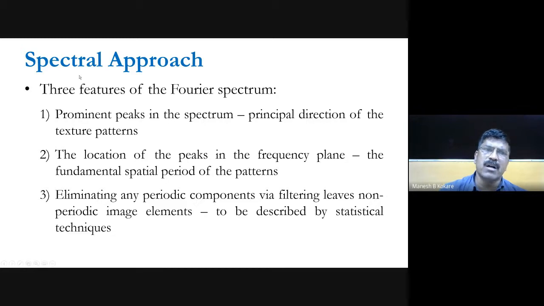Now, in the spectral approach, there are three features of the Fourier spectrum. You can take the Fourier transform of the image, and from that extract features. First, prominent peaks in the spectrum give the principal direction of the texture patterns. Second, the location of the peaks in the frequency plane gives the fundamental spatial period of the pattern. Third, eliminating any periodic components via filtering leaves the non-periodic image elements to be described by statistical techniques. So you can obtain these three features from the Fourier spectrum.